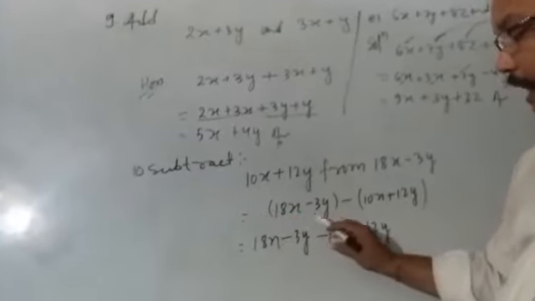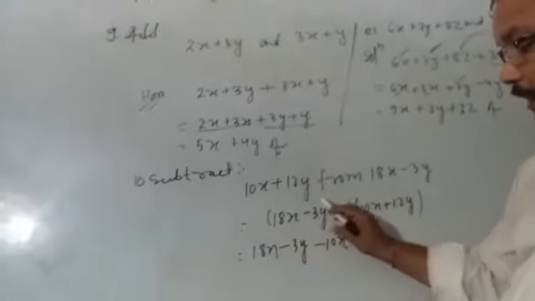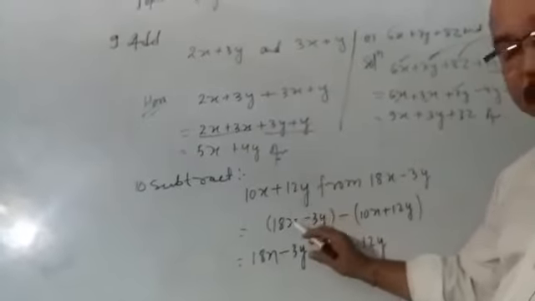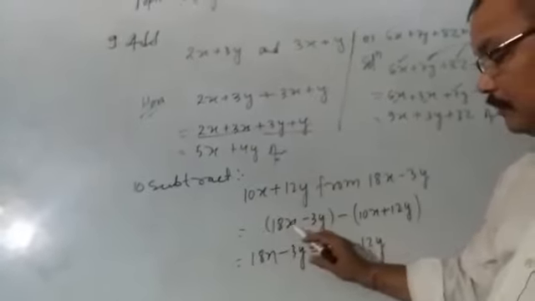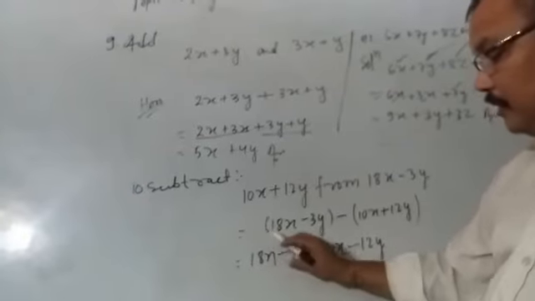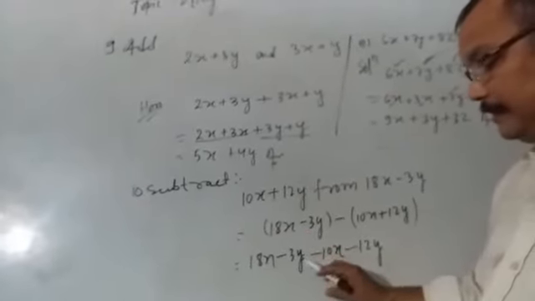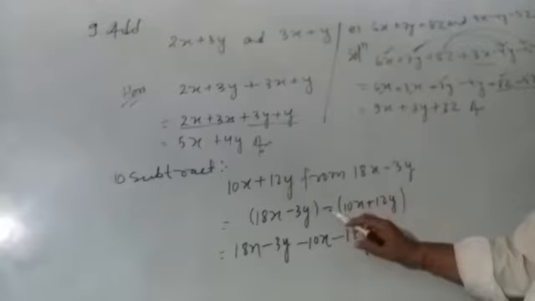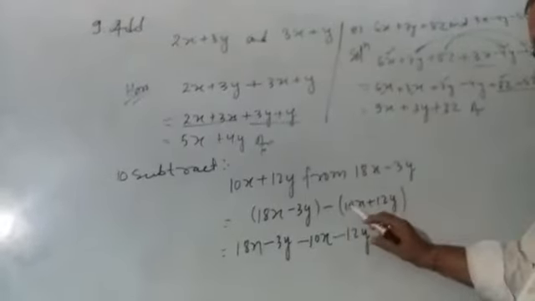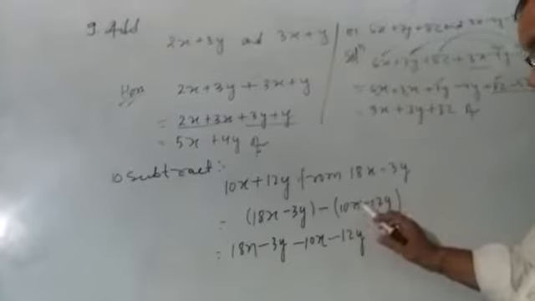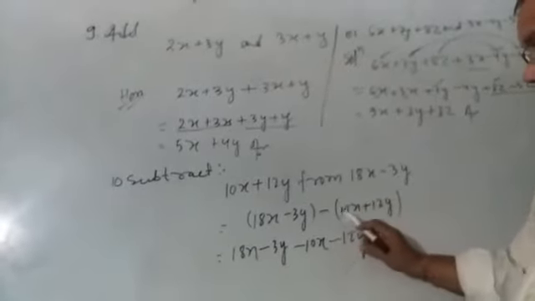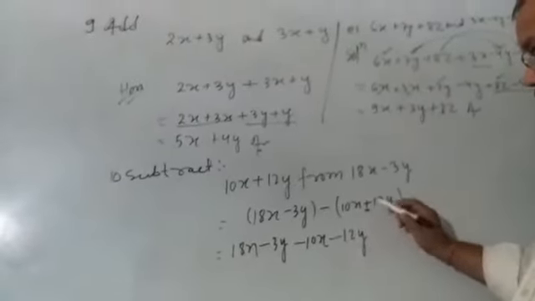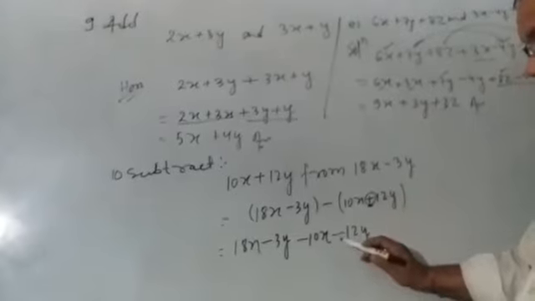A plus sign before the bracket means open this bracket. When the plus sign opens the bracket, the signs inside will not change. So plus 18x appears, and plus minus minus 3y is as it is. And the minus sign, when you open the bracket, the signs of these two terms will be changed. Minus plus minus 10x appears here, because this plus sign will be changed. This sign will change, here is a minus 12y.